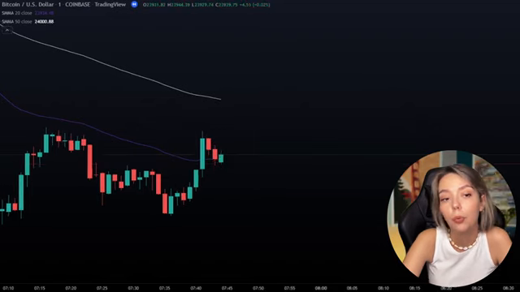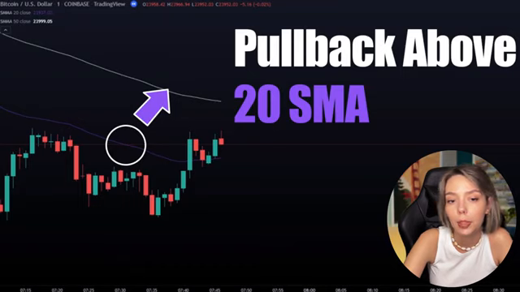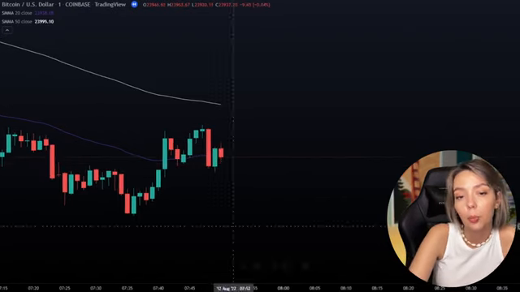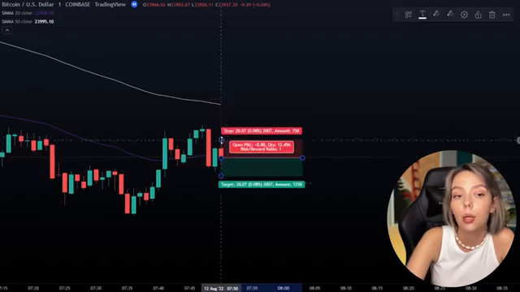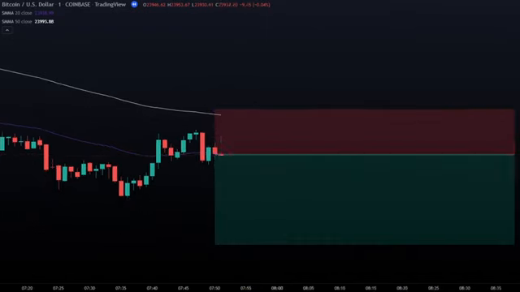We are now waiting for a pullback upwards. Once again, the area between the 20 and 50 SMA is the one that draws our attention. As soon as the price drops below the 20 SMA again, we open our selling position and set the stop loss above the 50 SMA, and our target is as low.